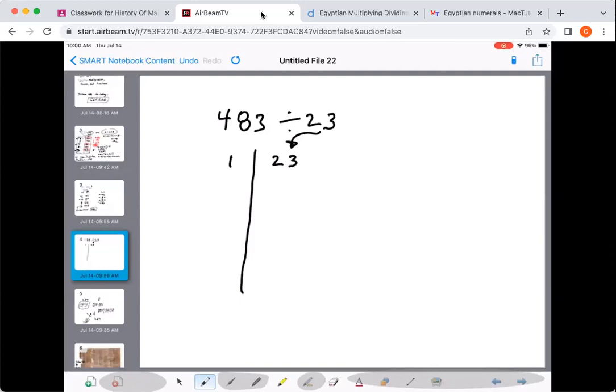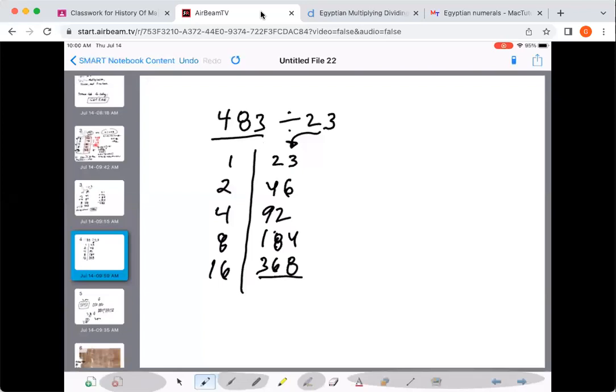And we continue our chart by doubling, doubling, doubling, doubling. And we stop when, if we were to double this number in the second column, it would have gotten bigger than the thing we're dividing. We're not going to go to 32 because then we're going to have way over 483. So we stop here.